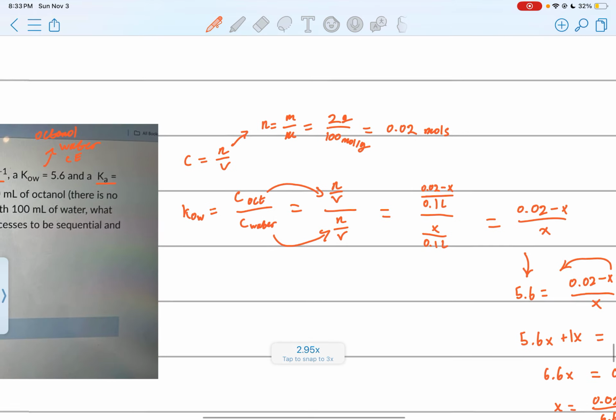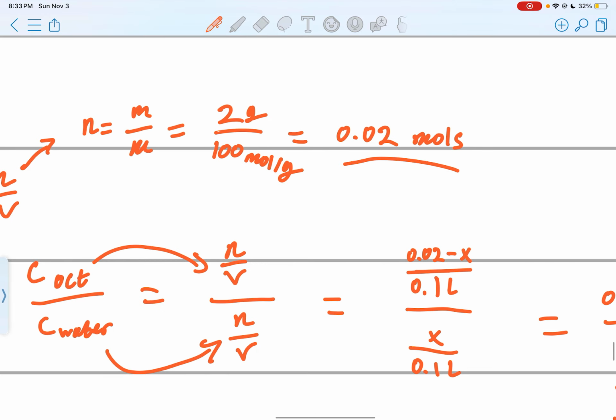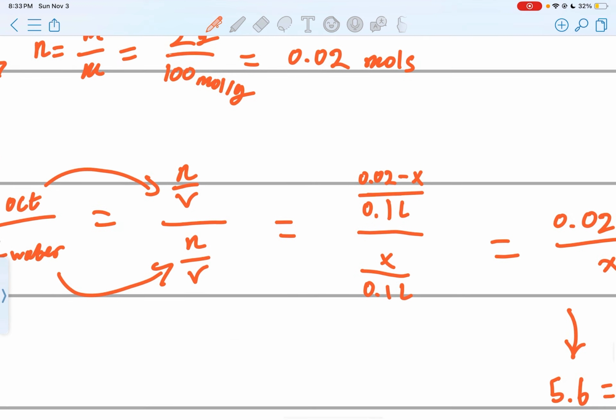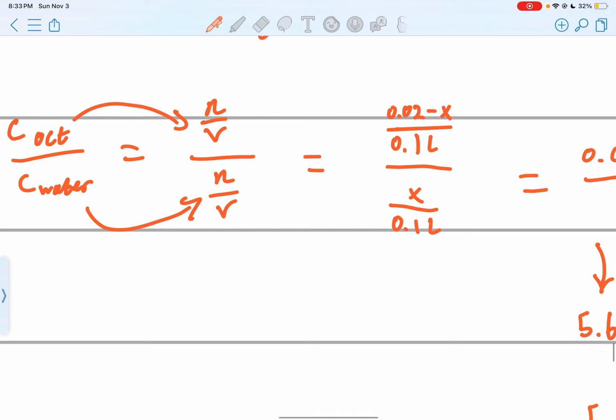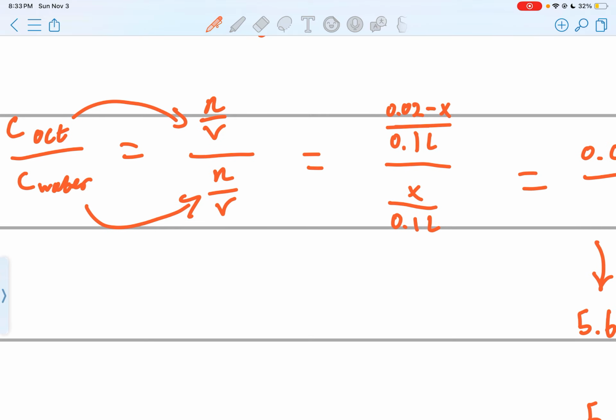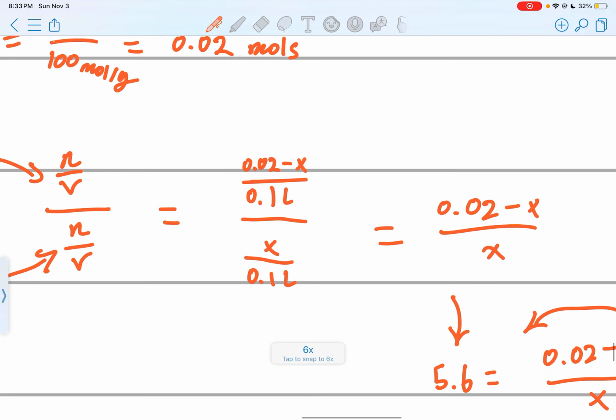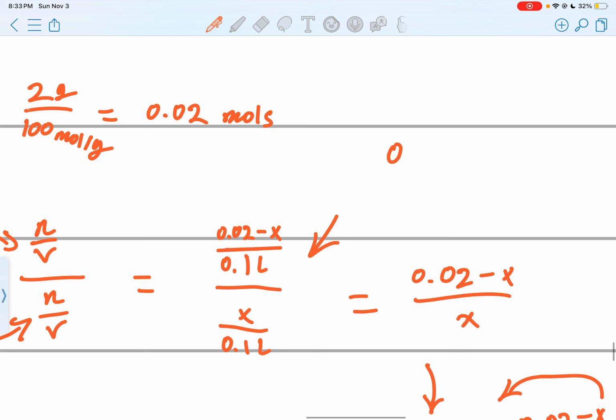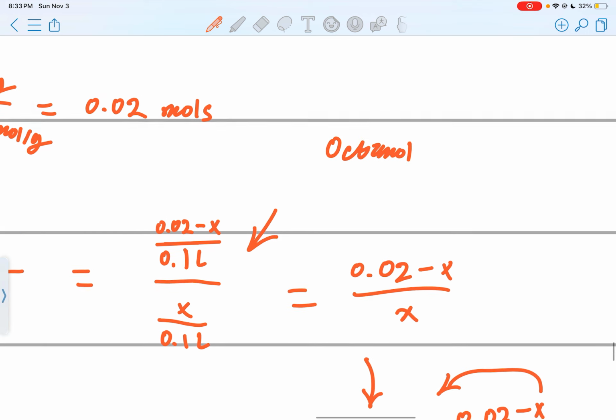And we know the initial amount of moles, right? But we don't know how much of it ends up in the octanol and how much of it ends up in the water. Equal amounts will end up, but we don't know how much of it disperses, right? So this is basically me skipping a step from ice tables. You can do an ice table with, I guess, octanol and water.